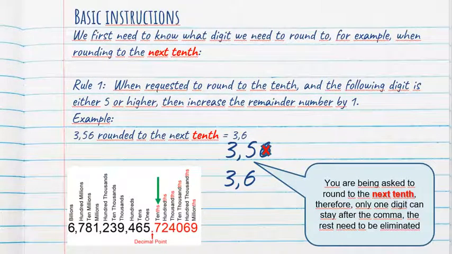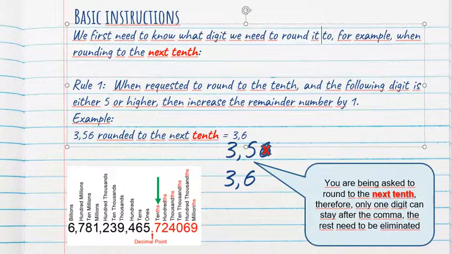Basic instructions. We first need to know what digit we need to round it to. Okay? This is exactly what I just told you. First, you need to know what digit you need to round it to. For example, when rounding to the next tenth, look at it here. I put it here. Round it to the next tenth means that I'm asking for 1 decimal. Okay? When I say the nearest tenth, again, I'm asking for 1 decimal.